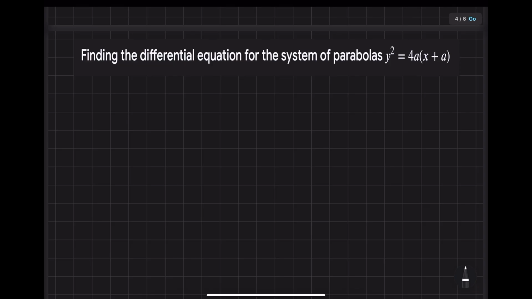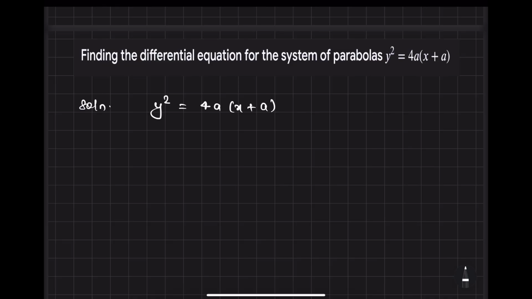So we got this situation. Finding the differential equation for the system of parabolas given by this. Now, again observe your situation. We got y square equals 4a times x plus a. Now, you know that y is the dependent variable, x is the independent variable. We have 4. 4 is a constant. It is not an arbitrary constant.